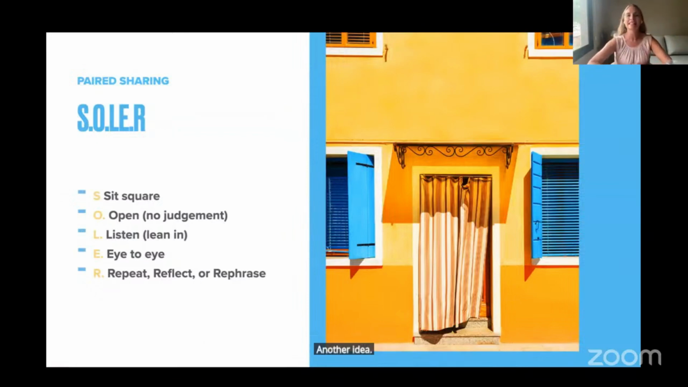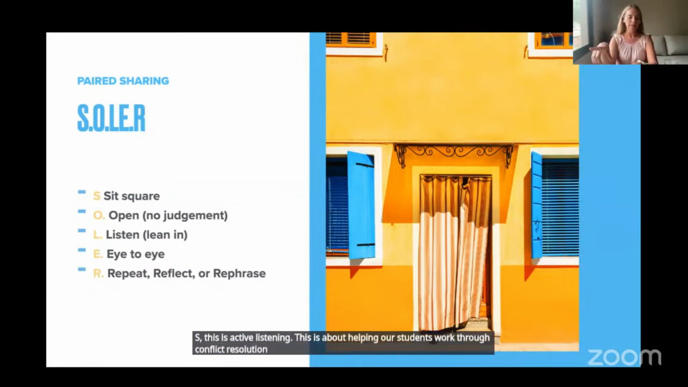Another idea, paired sharing. This is the SOLAR model. S, this is active listening. This is about helping our students work through conflict resolution. This is about helping our students become aware of the other person. This is a social brain in action, okay?